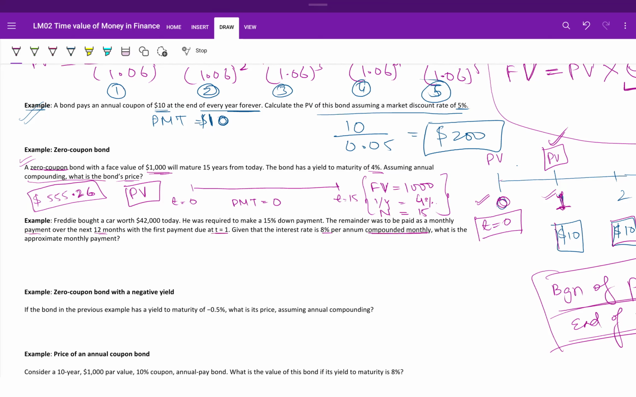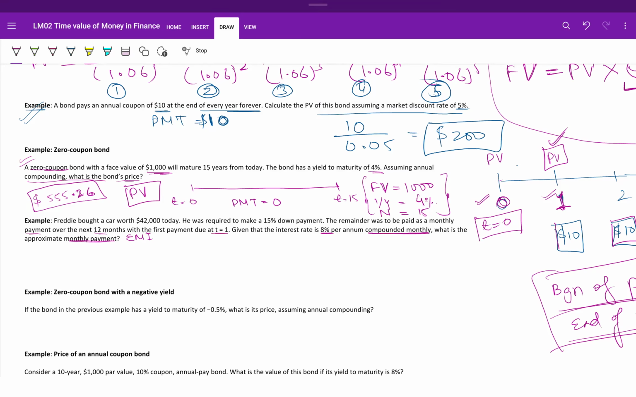Now, in this question, we are using compounded monthly. So remember this thing, we actually will have to convert our interest rate. What is the approximate monthly payment? So we are actually calculating EMIs here. And this is what this question is about, annuity. So what is an annuity?